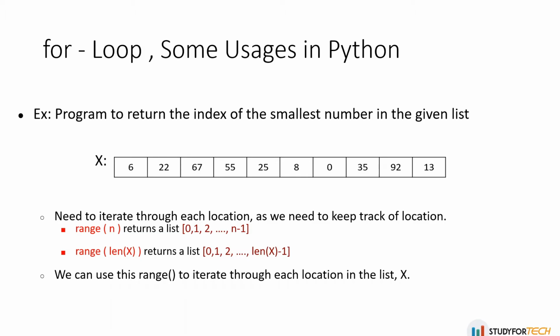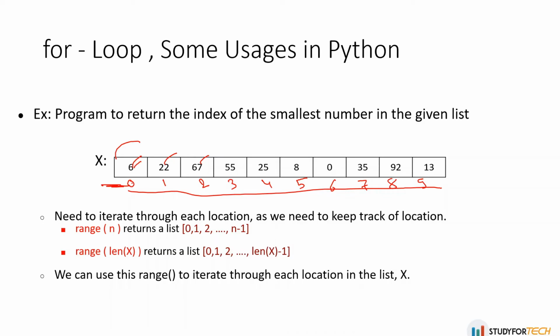Now you see another example. The example is a program to return the index of the smallest number in the given list. This is the list given to you, and we want the index. Index is nothing but what? This particular number's index is 0, 1, 2, 3, 4, 5, 6, 7, 8, 9. So this is the index, and for each and every index we have a value. For the 0th index we have a value 6, for index one 22, for the second index we have 67. So index starts from 0, not from 1. Just a point to be noted here, index starts from 0.